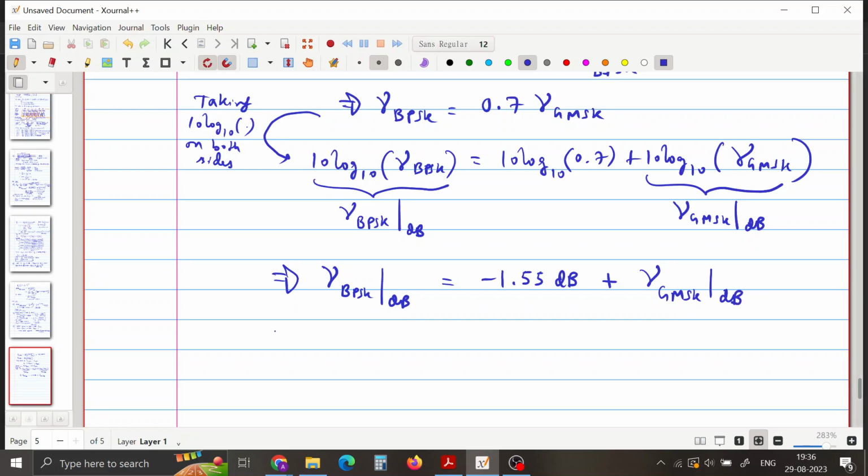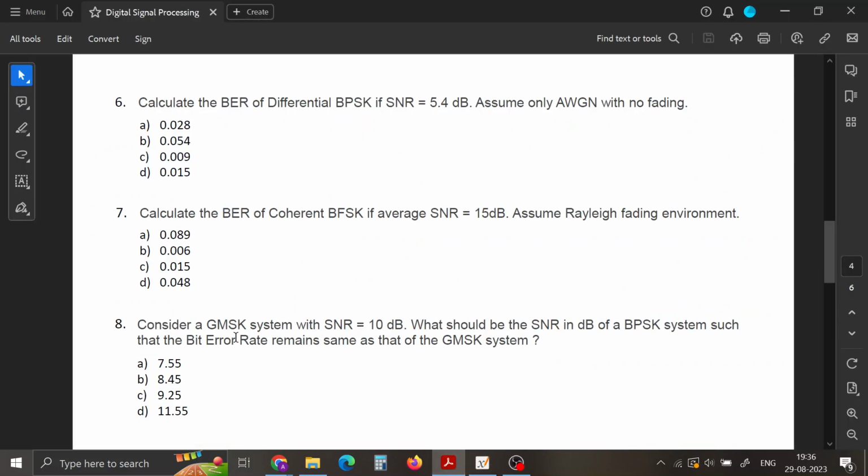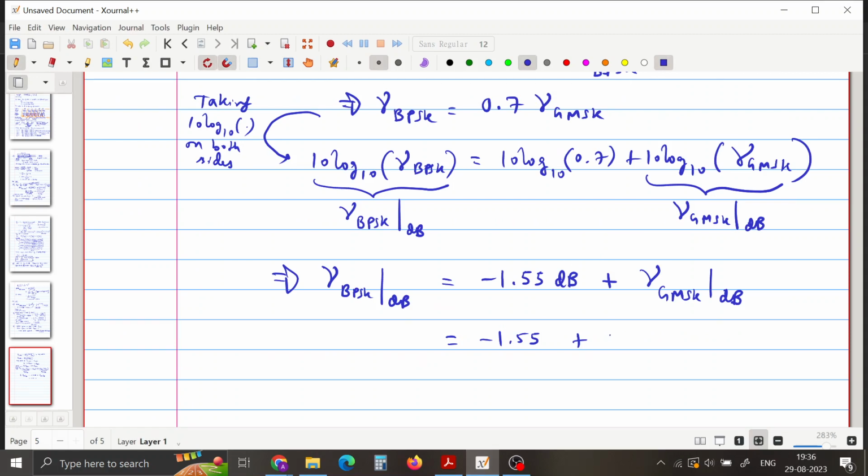So this is equal to minus 1.55 plus, what is your gamma GMSK in dB? What is the SNR of the GMSK system? Already given in the question to be 10 dB. You just put that. This is 10. So this is 8.45 dB.